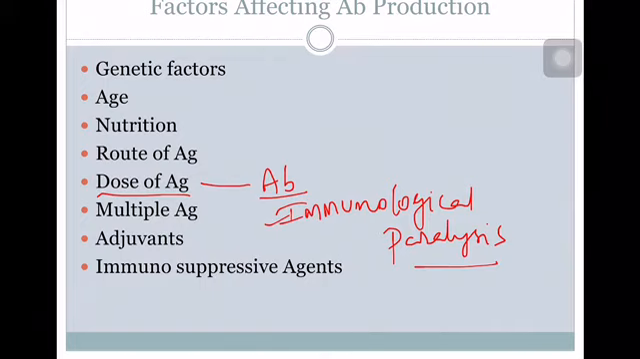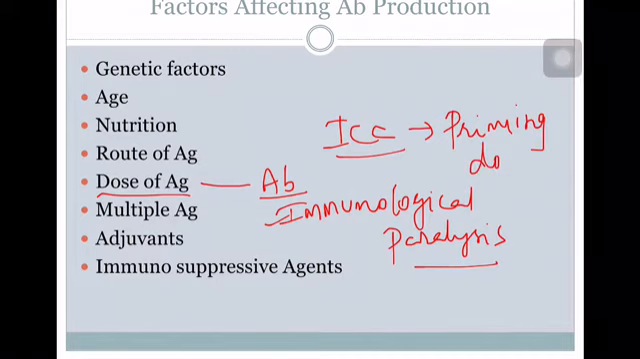A single injection of an antigen helps to prime the competent cells to produce a particular antibody. The first injection is a priming dose. It primes the immune competent cells to produce particular antibodies, and the subsequent injections induce more production of antibodies. They are called booster doses.